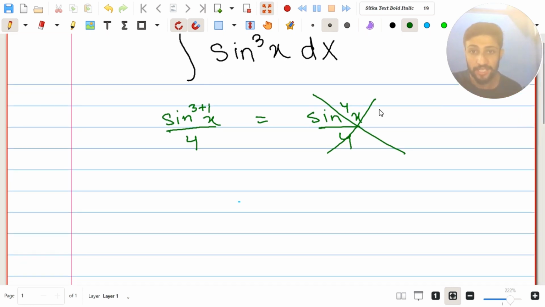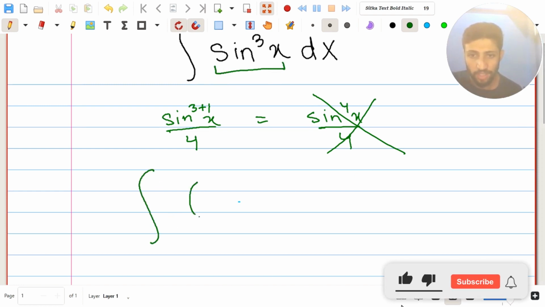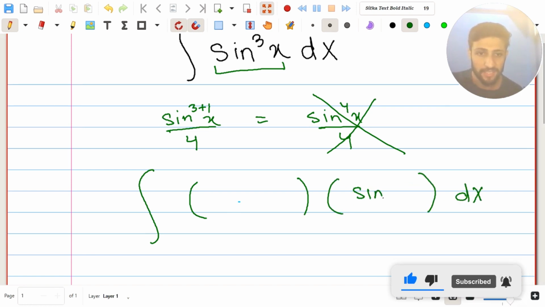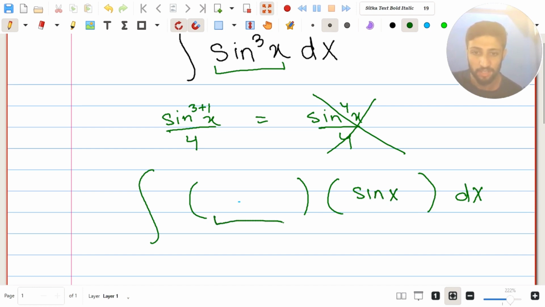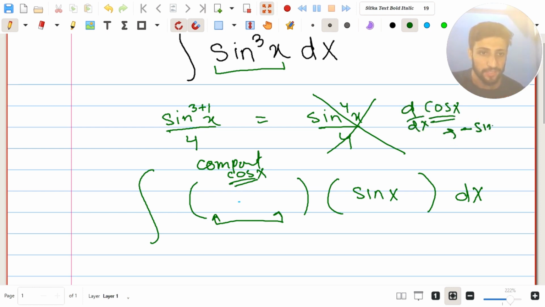What I can do is split this sin cubed x into two components. One component should be sin of x and the other component should be in the form of cos of x, because if I take the derivative of cos of x, I will get minus sin of x. So I need to split this into two components: one should be sin of x and the other should be cos of x.